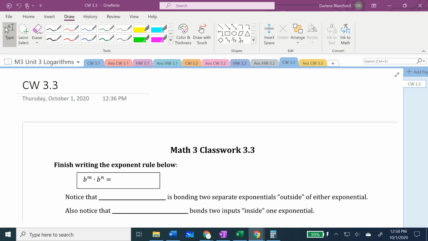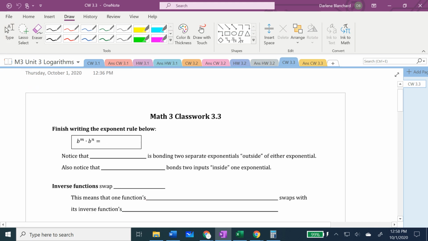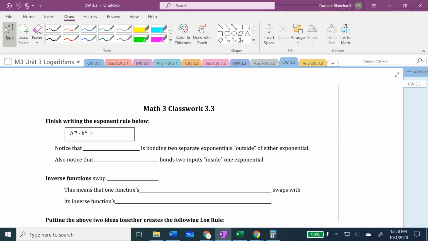Okay, here we go. Classwork 3.3. You are going to learn the first log rule that you are ever going to learn. And here it goes. We start with exponent rules. You already know exponent rules.